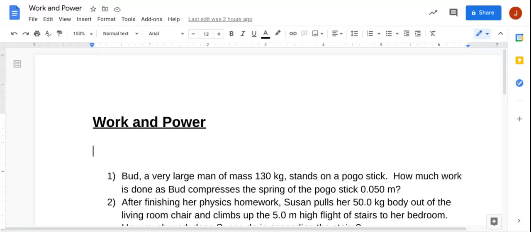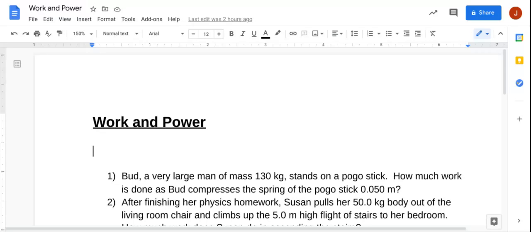This is mainly for the remote learners. I'm going to go over work and power. There's a homework assignment that I've posted the equations with, but I'm going to walk you through those equations so then you can do your homework. And then I'm going to go over a couple practice problems as well.